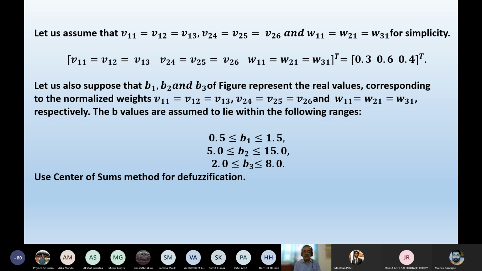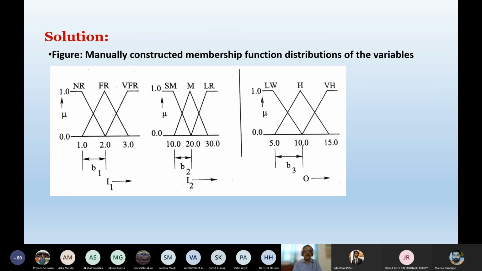So you have to find out the real values for this B1, B2, and B3 lying within their respective ranges, by using the normalized weight. Now the B values are assumed to lie within the following ranges. Use center of sums method for defuzzification. Let us see how to get the output corresponding to the two inputs I1 and I2. So these are the initial membership function distributions for I1, I2, and O, that is the output.